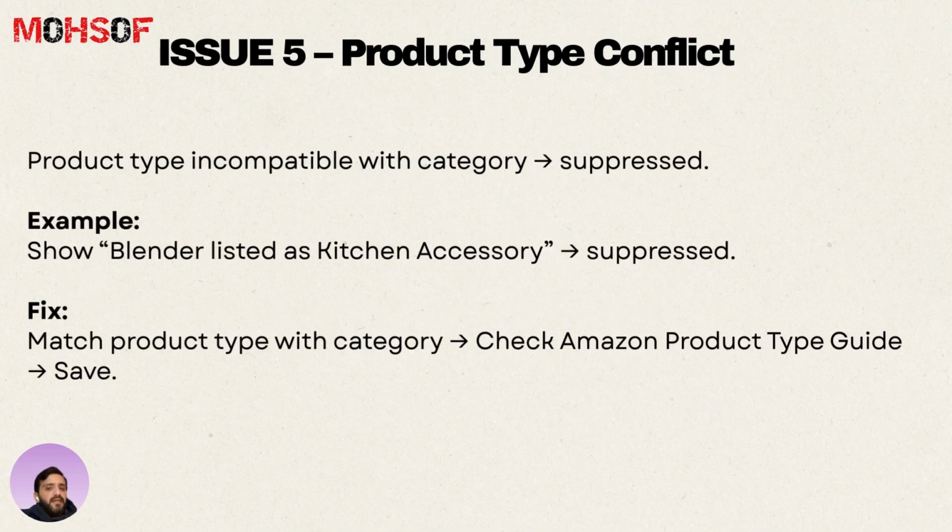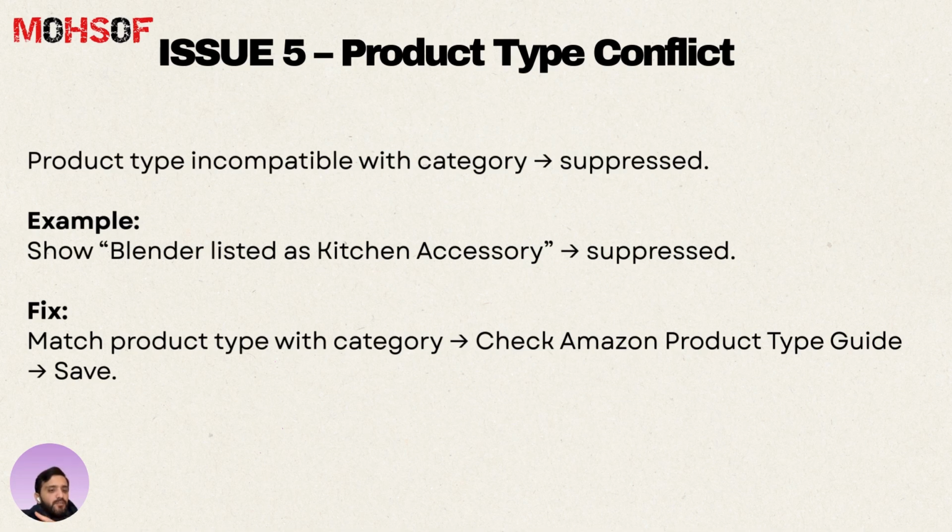Number 5 is product type conflict. So product type and category should match. If it is incompatible, then the listing will again get suppressed. For example, you have a blender and your listing is listed as kitchen accessory. You're selling a blender, that's electronics, and you list it as kitchen accessory, so it is a suppression. Clear cut suppression: the blender should go to electronics, like household appliances, rather than kitchen accessory, because kitchen accessories are spatulas, spoons, like that.